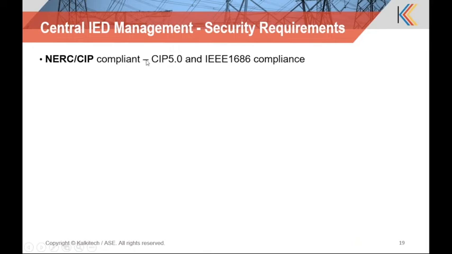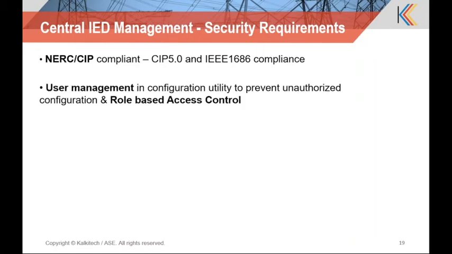A lot of parameters are there in CIP 5.0, and a standard has been derived from it based upon intelligent electronic devices, covering what adaptation is needed. IEEE also came up with a standard known as IEEE 1686, which details the requirements for the intelligent electronic device scenario. We comply with both of these, and they need to be met in utility premises.